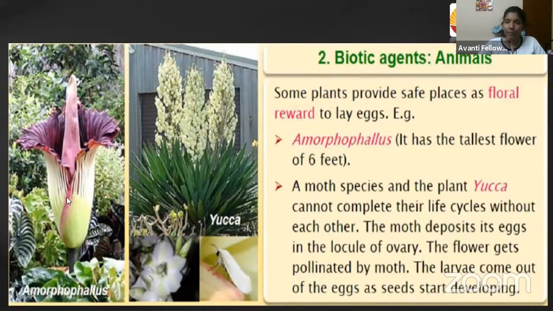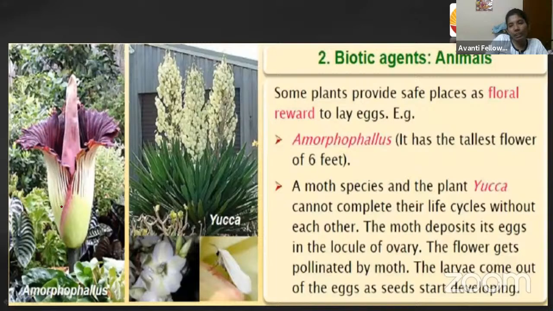Okay, the best example is that Amorphophallus flower, which is a very tall flower, or tallest flower we can say, 6 feet height, more than my height, I guess. Okay, that is the Amorphophallus flower, which can also give the safe place to lay the eggs.